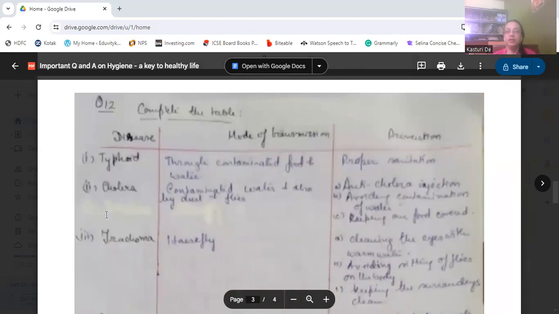Complete the table. Typhoid. The mode of transmission of this disease is through contaminated food and water. And how do we prevent typhoid? Proper sanitation. Then we come to the disease cholera. This is also spread through contaminated water and also by dust and flies.